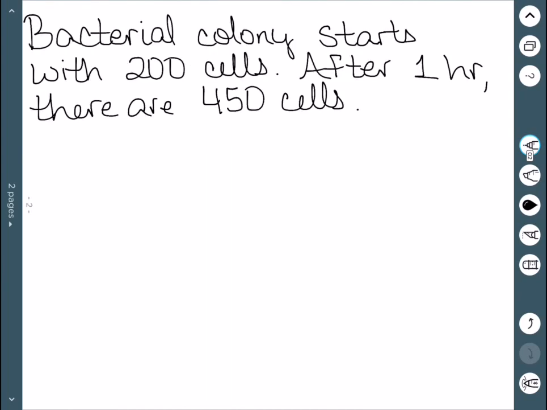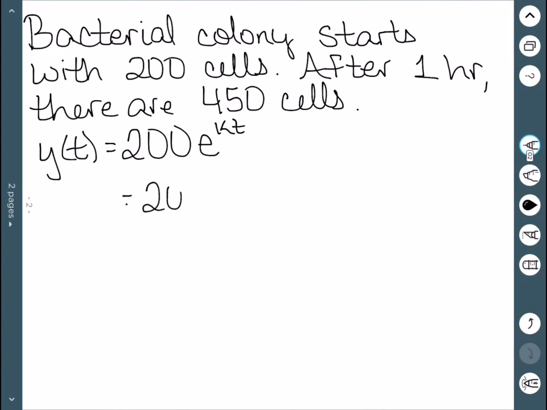Let's suppose we have a bacterial colony that starts with 200 cells, and after 1 hour, there are 450 cells. The fact that we're starting with 200 gives us this c value in our exponential function. However, we still need to find our rate constant, and we can use the rest of the information to find that. If I let t be equal to 1 hour, so 1, then on the right we would need 450.